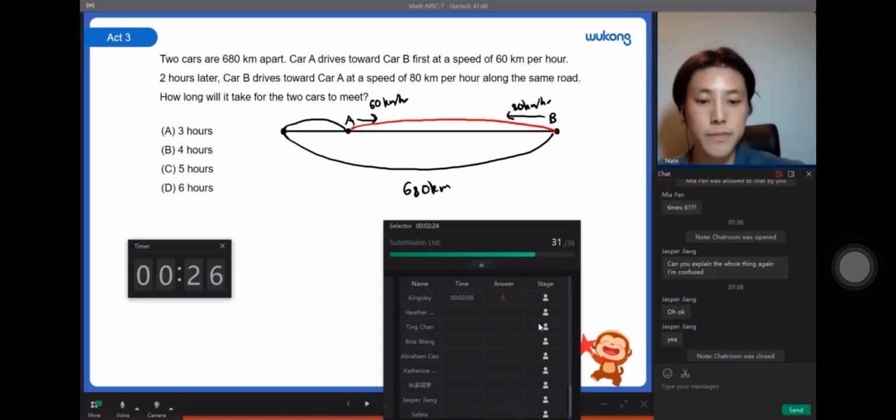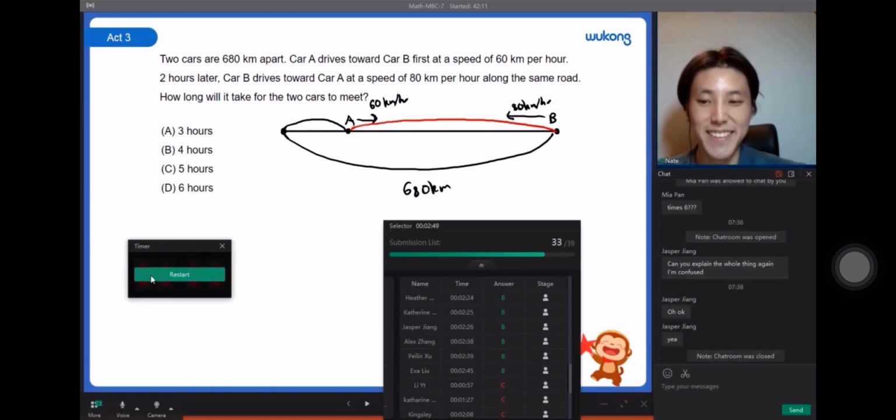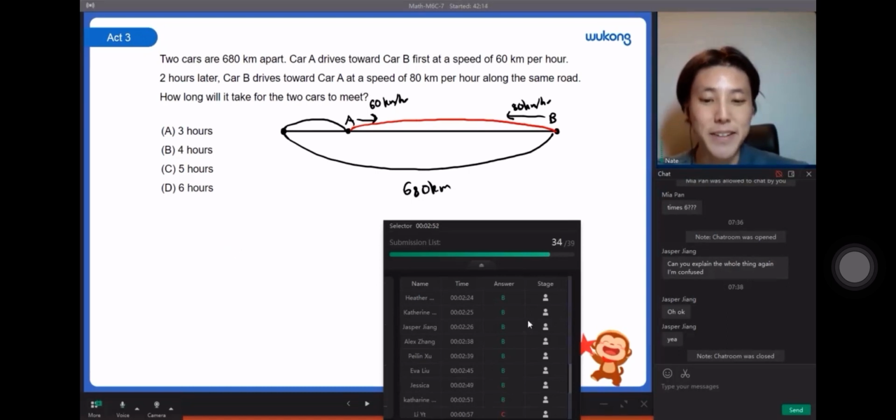Now let me take a look. Alex, Eva, Catherine, Palin, Kingsley, could you guys please double check? Very good, Jasper, you got it. There we go, Heather, Cindy, Christina, very good. There we go, Palin, Alex, very good. Yes, Eva, very good. Oh, that's time. Okay, very good, Jess, excellent. Victor, you're gonna come up on stage this time, and could you please help me out?